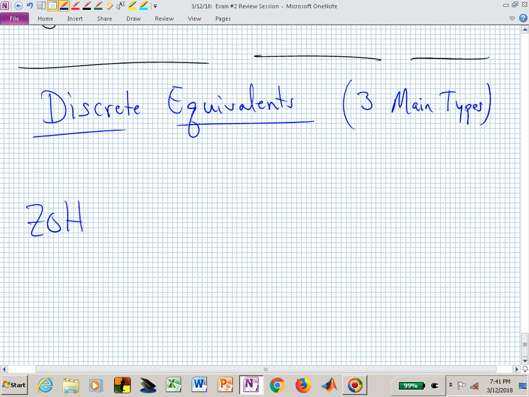We have zero order hold, and we can do that using the transform or transfer function approach, which is 1 minus z to the minus 1 z transform of g of s over s. And we have the state space. And I think everyone just gets all warm and fuzzy when we do the state space zero order hold. Yes?